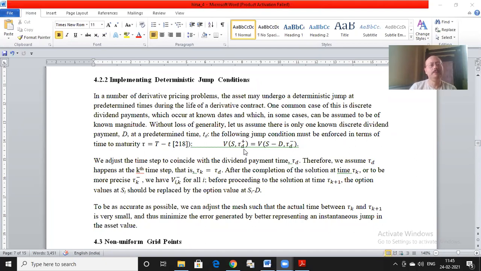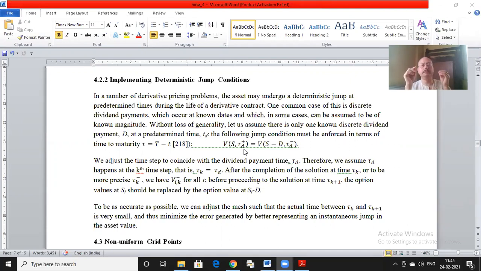In other words, it might be helpful if I could have a spacing which is not uniform, because I will want better approximation near the dividend point, the dividend time. So my tau k plus 1 and tau k difference should ideally be smaller than this difference at the other time points. But so far, we have only talked about a uniform grid spacing.